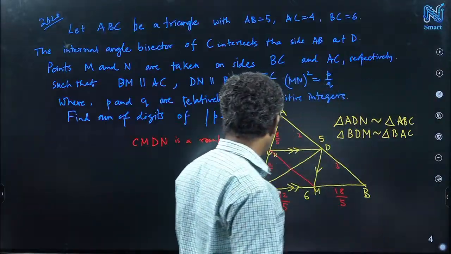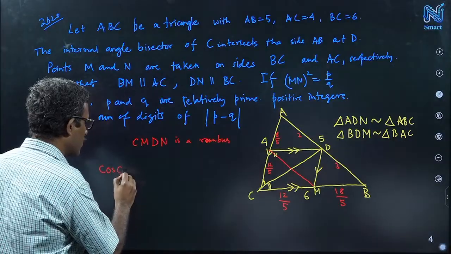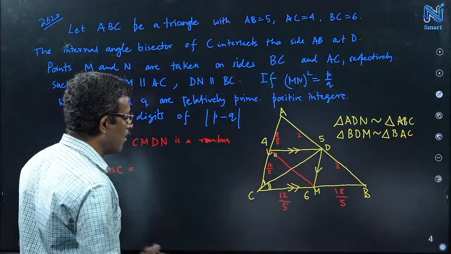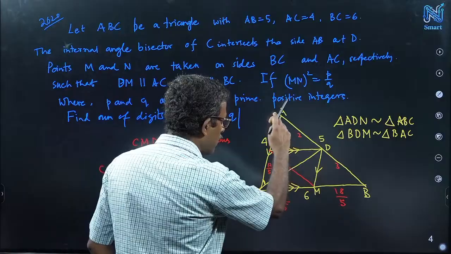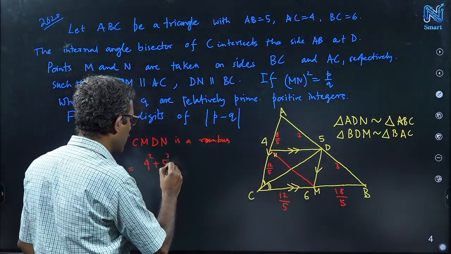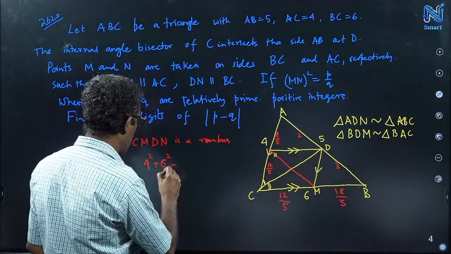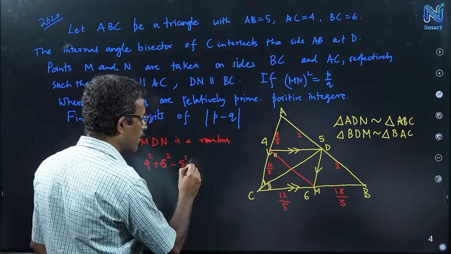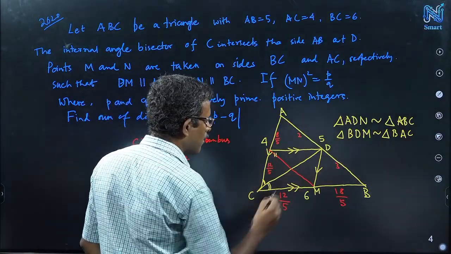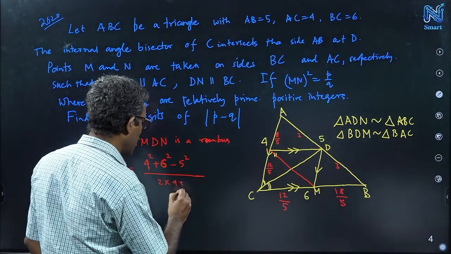And if you use this cos C here, then what happens? One part, cos C, will give you 4 square plus 6 square minus 5 square, right? Divided by 2 into 4 into 6.